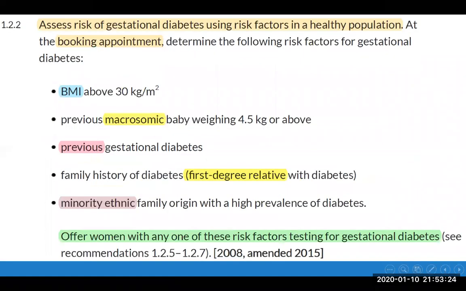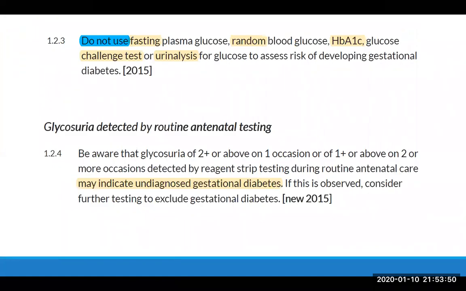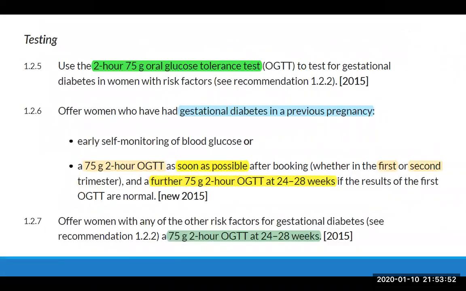So in the scenarios, a lot of questions ask about a pregnant female whose body mass index is elevated, or who had a previous macrosomic baby, or has a first degree relative or minority ethnicity, and ask when to do the oral glucose or screening test. When? At 24 to 28 weeks. If there is a previous gestational diabetes, we must immediately do the oral glucose tolerance test, and if it is normal, we must repeat it at 24 to 28 weeks. This is very important.